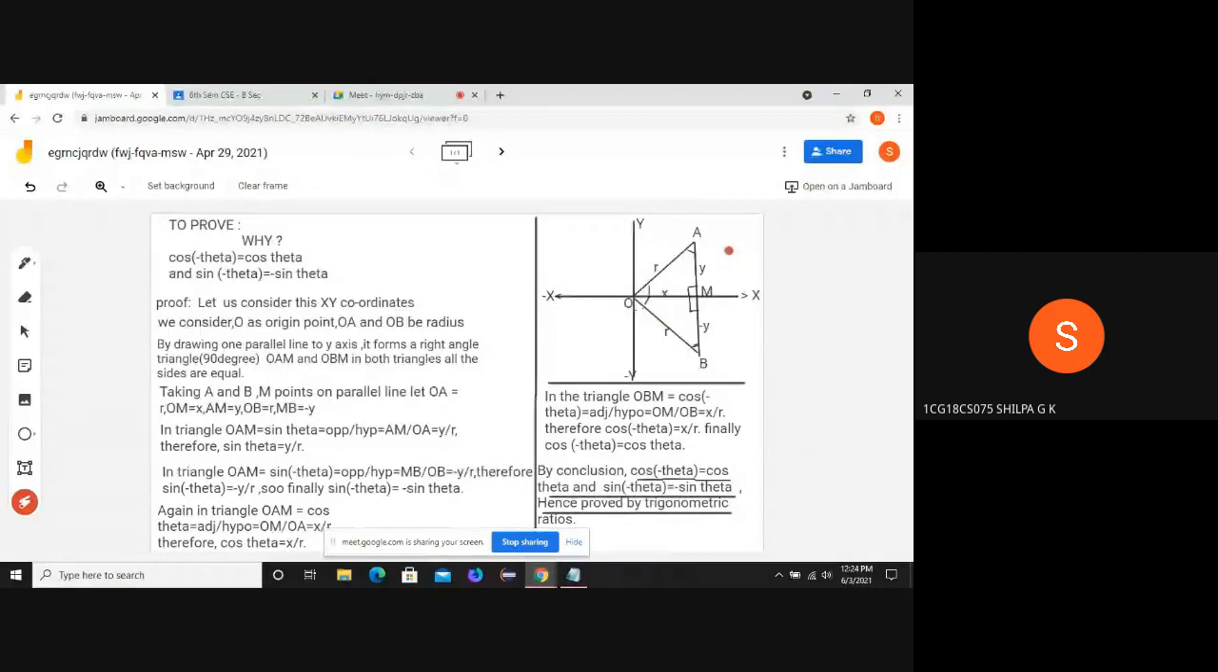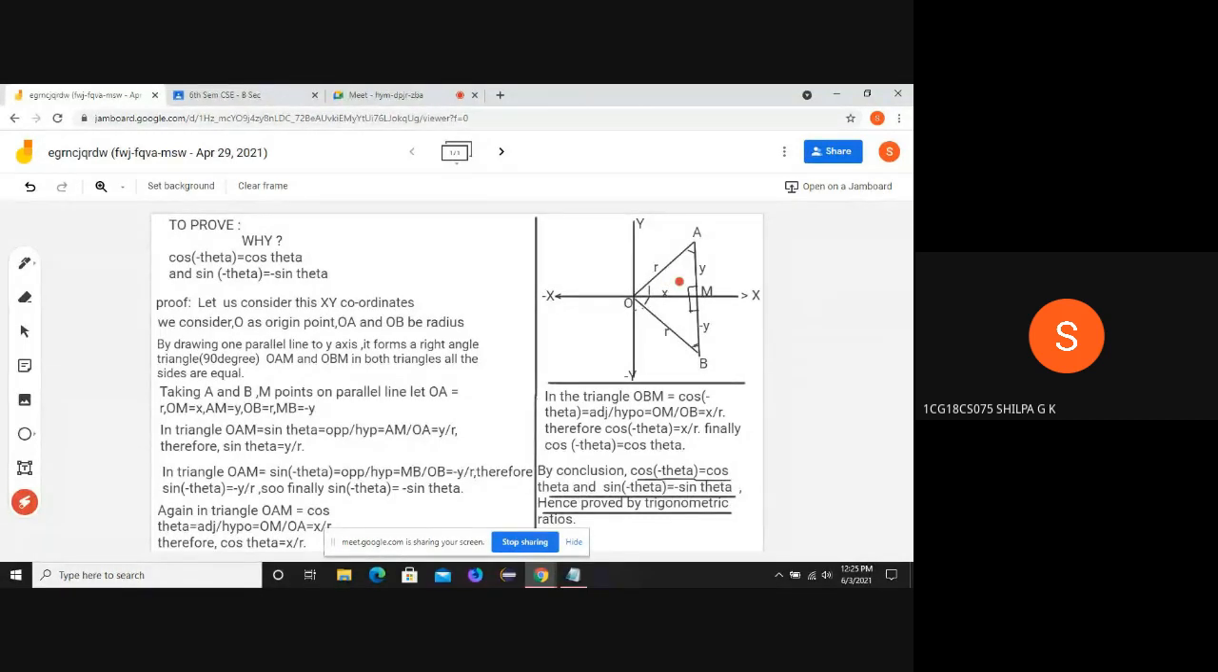After that, if we draw a line parallel to the y-axis, it makes a right angle triangle with a 90 degree angle, where OA will be equal to OB. Let's take OM as x, AM as positive y, and MB as negative y. By drawing all this, now we'll start the proof of cos minus theta is equal to cos theta.